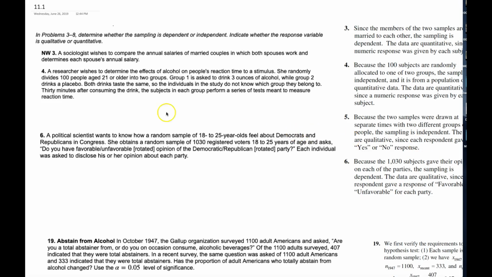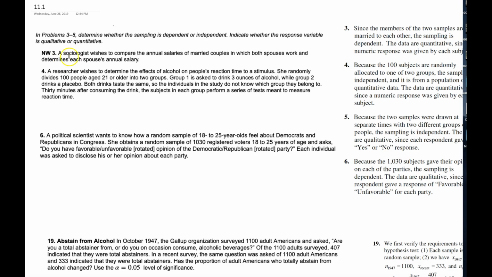Okay, let's take a look at the solutions for 11.1, number 3, 4, and 6. So we're trying to determine if the sampling methods are dependent or independent. And again, that depends upon as we collect the data from the samples: are the two samples related in some way? Are they connected?